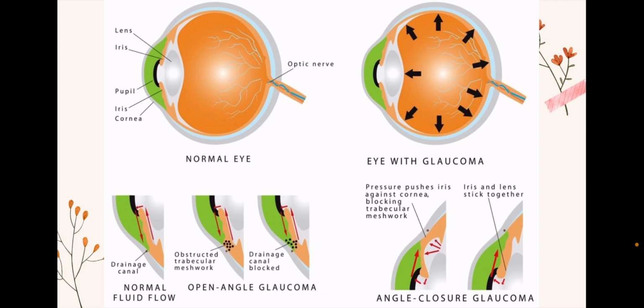But while in open angle, we can see that angle is still open, right? Like the canal is still open, but there's something obstructing it, right? The drainage canal is blocked because of that meshwork being blocked. While in closed angle glaucoma, we can see the pressure pushes against the cornea, blocking that trabecular meshwork, causing the iris and the lens to stick together. So we can see where that fluid drainage is not, the angle has changed on that lens, so that drain is not happening any longer.